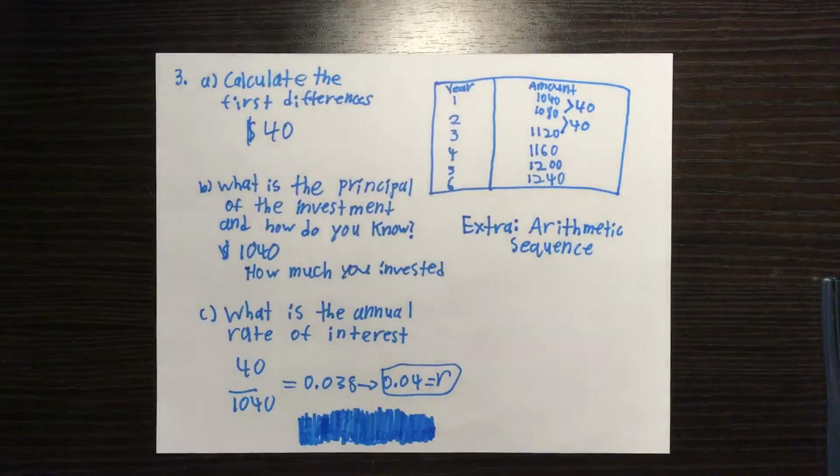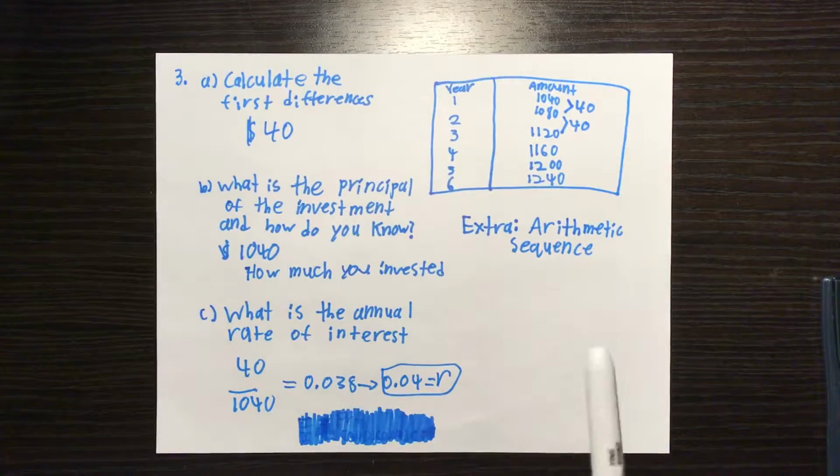Next, we'll be looking at a table of values. So now instead of a graph, we'll be looking at the values and seeing how we could get these values into either, let's say, an amount equation or the simple interest equation. So part A asks, calculate the first differences, which is $40.